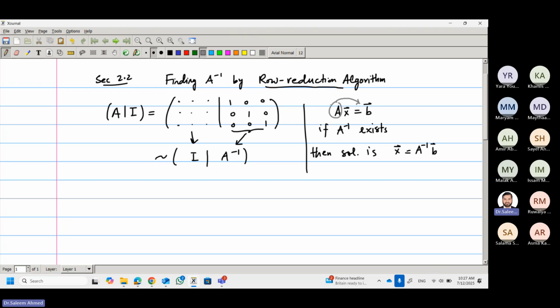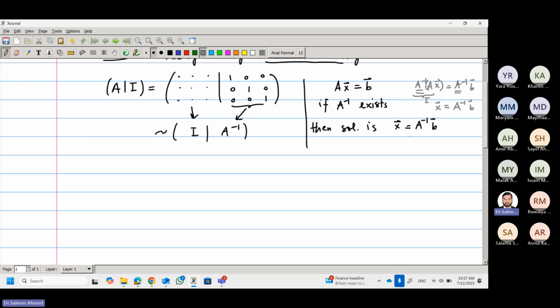Okay. Why? Because if you multiply A inverse on both sides, AX equal to A inverse B, right? You multiplied A inverse on both sides. This A and A inverse becomes identity. So identity with X just gives you X on the left, and the right side becomes A inverse B. So that gives you the solution. Okay. So you don't have to do that. You can directly write this one using A inverse to find the solution.